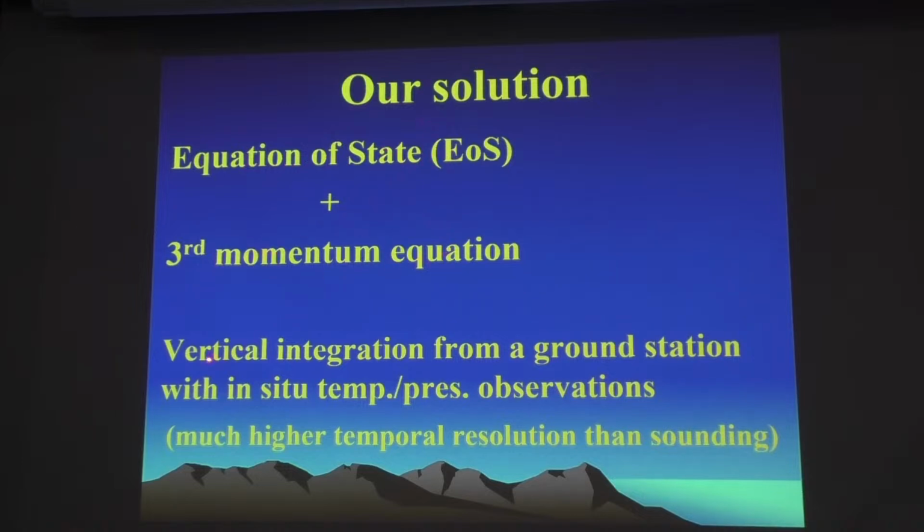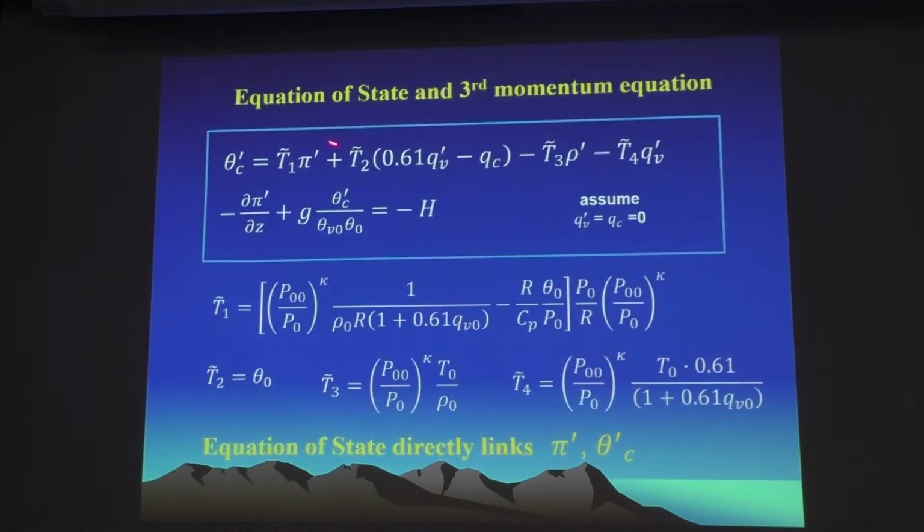After that, we can perform a vertical integration from a ground station where we have in situ temperature and pressure observations. So this is the equation of state. It comes from P equals rho R T. And this is the third momentum equation. The reason we are using this equation is because it directly links pi prime and theta-rho prime. You don't see the derivatives.